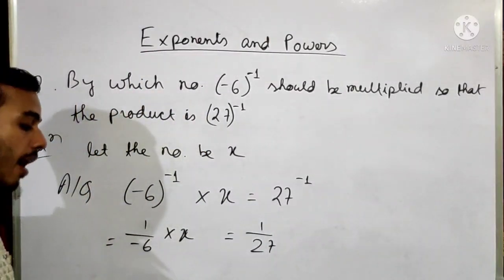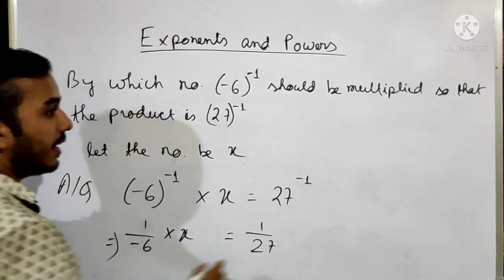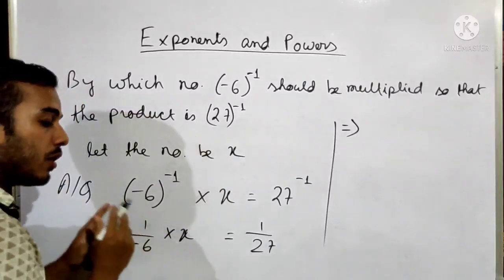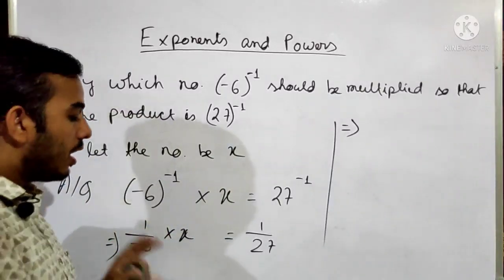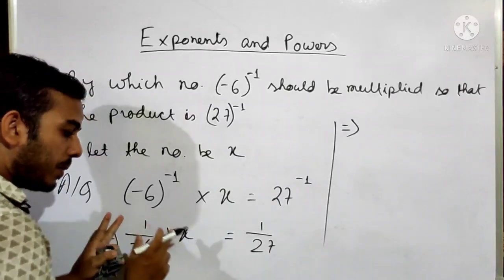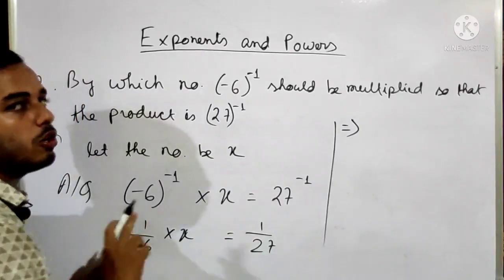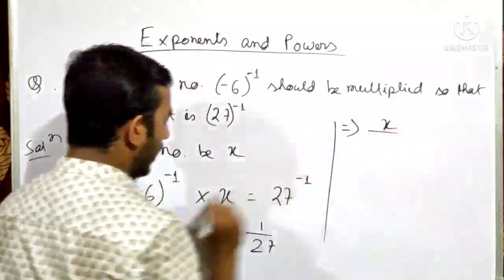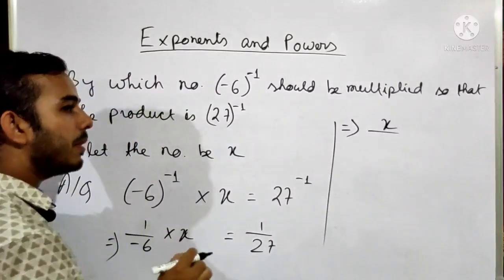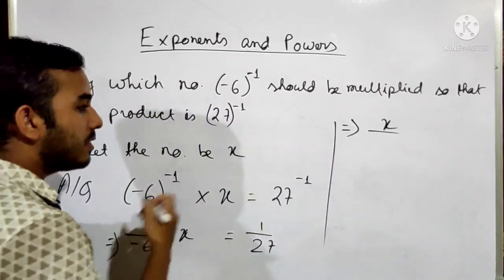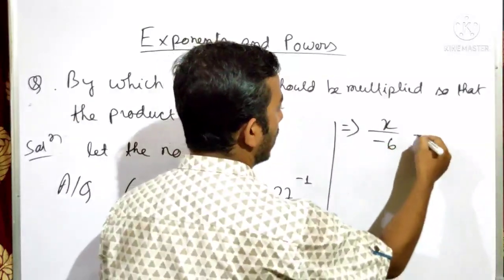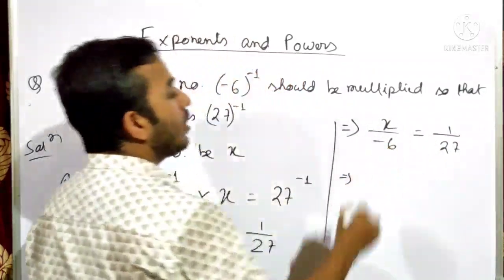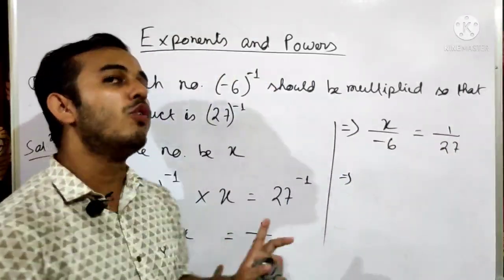Clear? Now look here. We can write another line. Numerator into numerator, this x is the numerator. If we multiply two rational numbers like this, we multiply numerator with numerator, denominator with denominator. So x into 1 is x, and -6 into 1 is -6, since every number has a denominator 1, then equals 1 by 27. Clear?